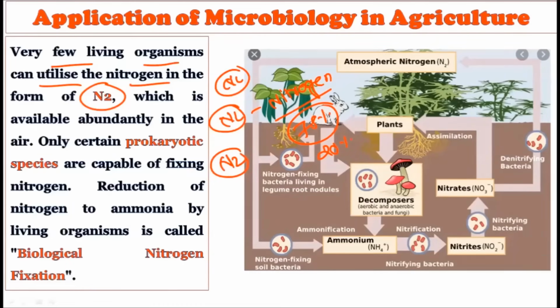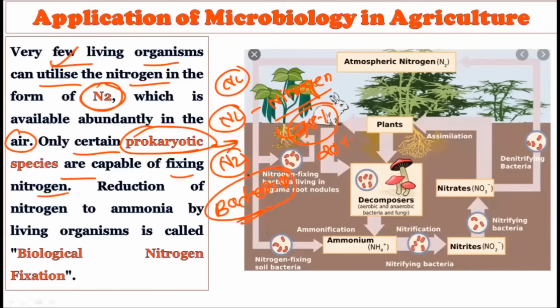Now see, there are very few organisms other than plants which can utilize the nitrogen in the form of N2, which is abundantly available in the air, which is 78%. Only certain prokaryotic species are capable of fixing the nitrogen. When we say prokaryotic, these are largely bacteria. Many bacteria possess the ability to directly utilize the N2 which is present in the atmosphere. So the N2 in the atmosphere is directly utilized only by bacteria or prokaryotic species, not by the plants.